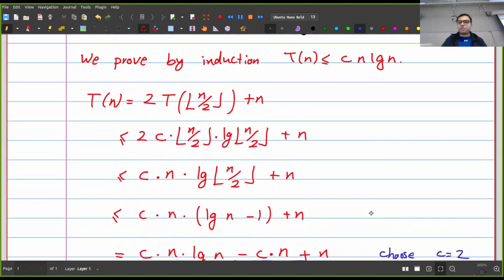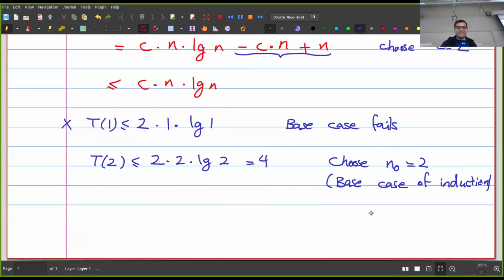Is this inductive proof complete now? Or do I need something else? I think we need 3 as well. Yes, we need 3 as well. Because if n is 3, floor of n over 2 is going to be 1, and then I don't have the induction hypothesis, right? So I have to check 3 manually as well.